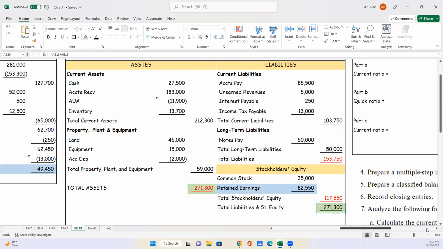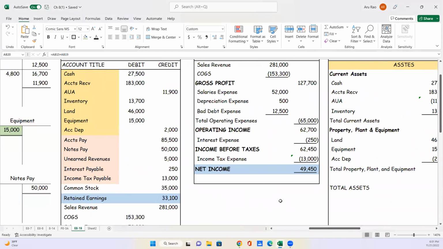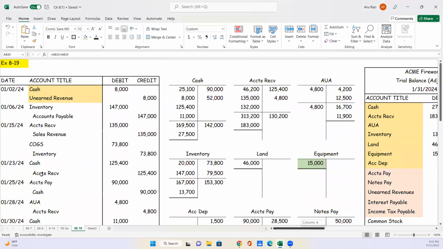Now, we also have to prepare our closing entries. And let's take care of that before coming to the ratio analysis. Closing entries, what do we close? We close all our income statement accounts and we close dividends if we had any dividends. So basically, it's revenues and expenses. So that should be fairly easy.